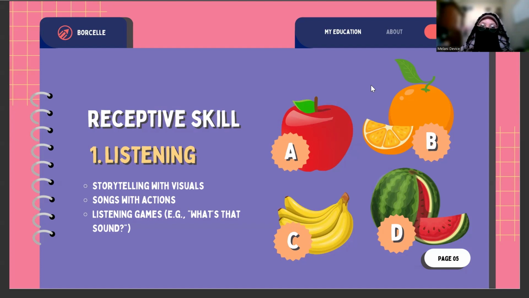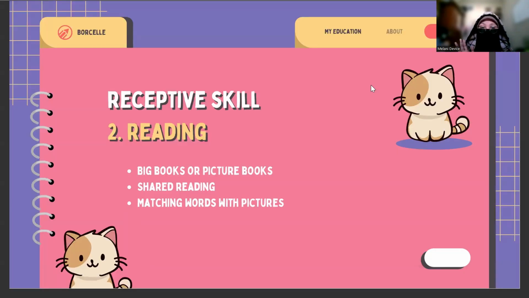And the second one is about reading. It can be a big book or picture books to read sentences, so we can show how the sentence is pronounced and what the meaning of the sentence is. We also share about the reading, what we have already read and what the students already understood. And it can also be matching words with pictures, right?